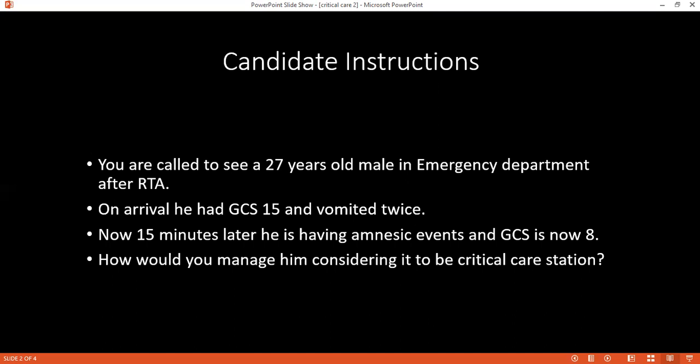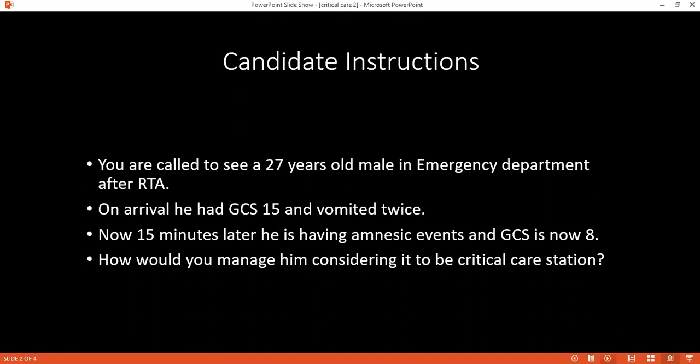Can you please tell me about the Glasgow coma scale? What does it stand for? What are the components of the Glasgow coma scale that you consider? Three components: motor response, verbal response and eye response. The maximum score is 15. The least score is 3.